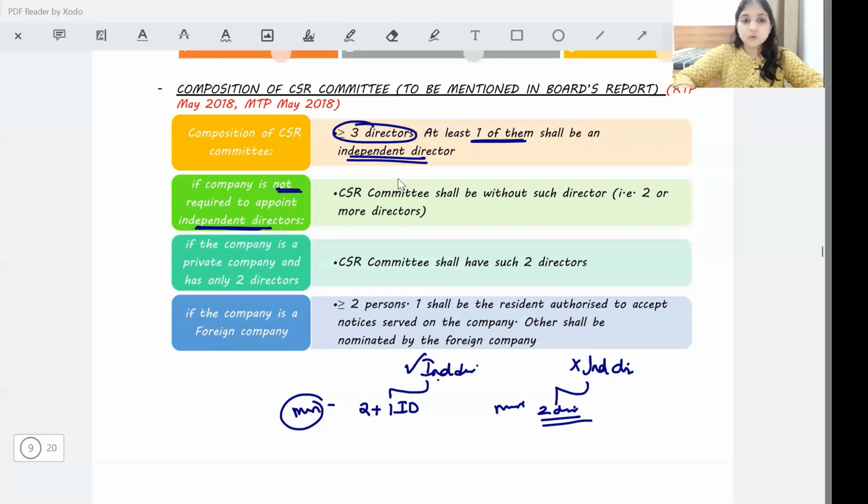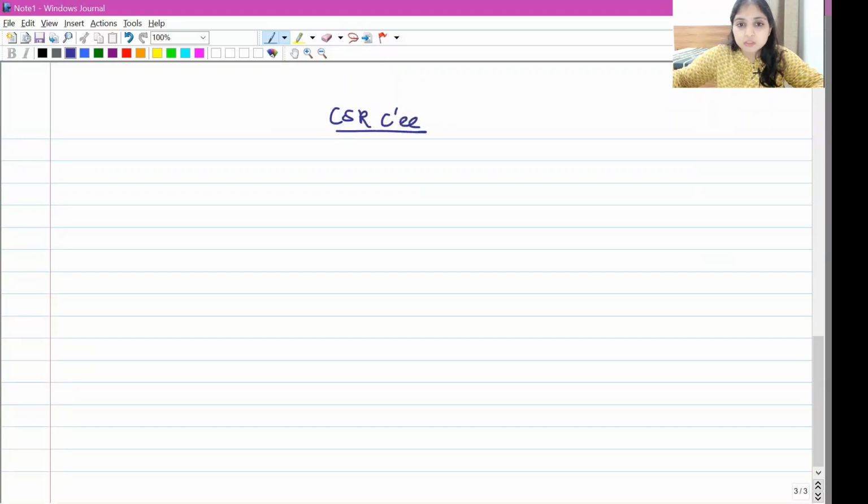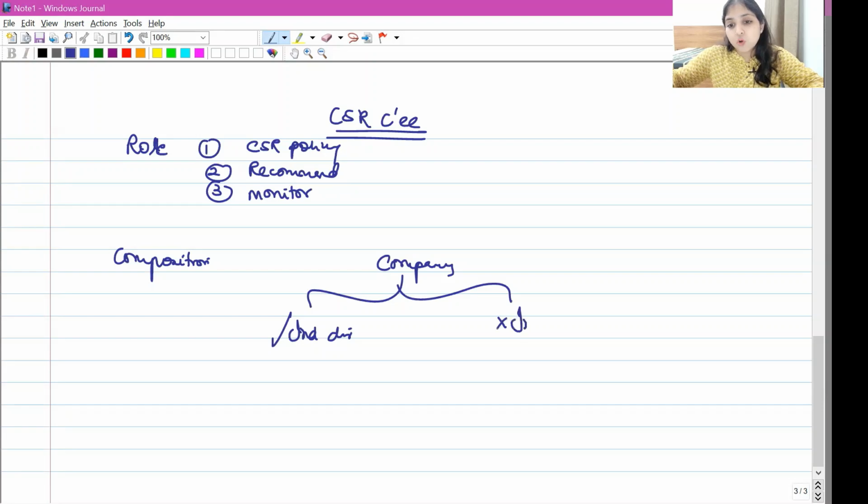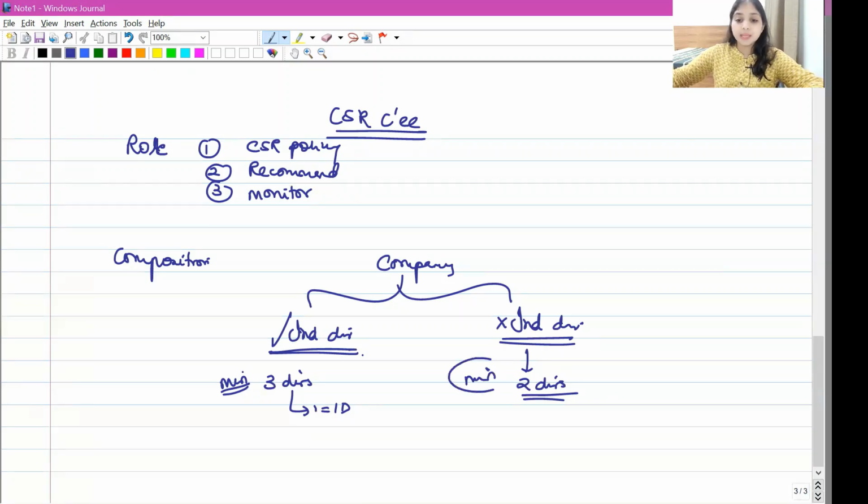Okay, so I'll give you a summary of this over here. What is the composition of the CSR committee? What is the role of the CSR committee? The role, we said 3 responsibilities, 3 duties. Number 1, formulate a CSR policy. Through the CSR policy, recommend how much is to be spent on what activity, and monitor whether the CSR policy is being complied with. Then we learned about the composition of the CSR committee. The composition depends upon whether the company has independent directors or not. If it has independent directors, then minimum 3 directors will be there in the CSR committee, wherein at least one of them shall be an independent director. This is minimum, can be more also. In case the company does not have independent directors, then 2 directors will be there in the CSR committee minimum. The company can have more than this also.